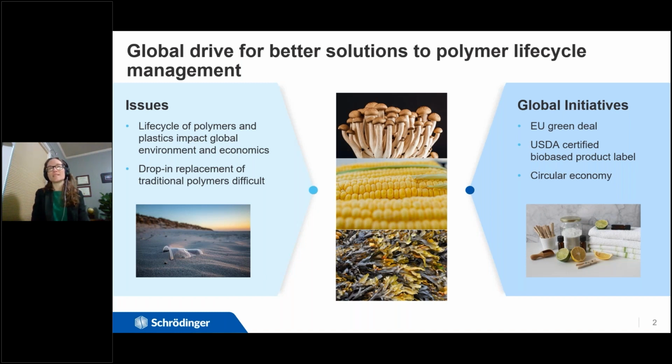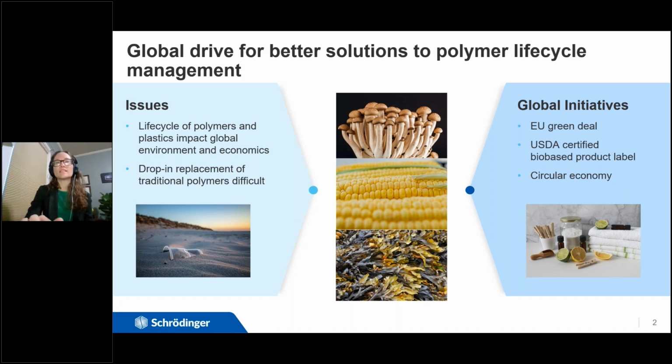We see this as a global initiative, and I think everyone is familiar with the different initiatives happening across the world, from the EU to the US, looking at ways that we can drive the adoption of these kinds of materials, where we can again improve the life cycle that's happening with these polymers and plastics materials.